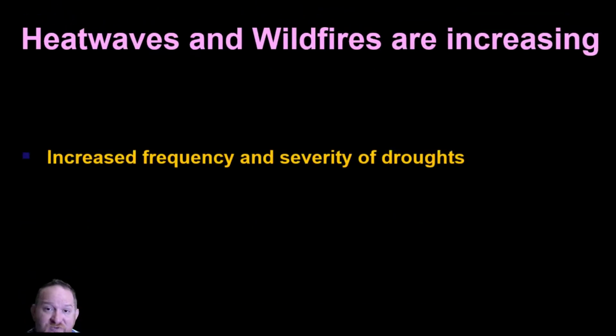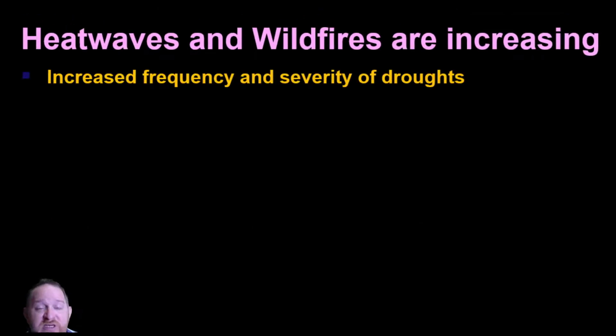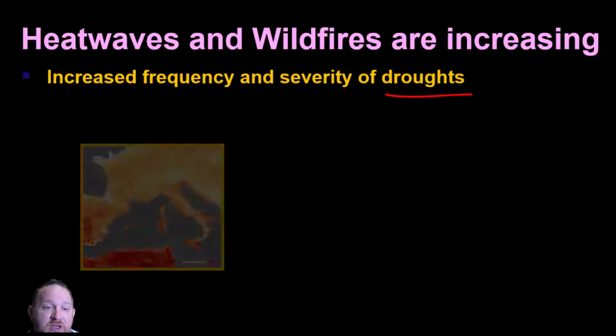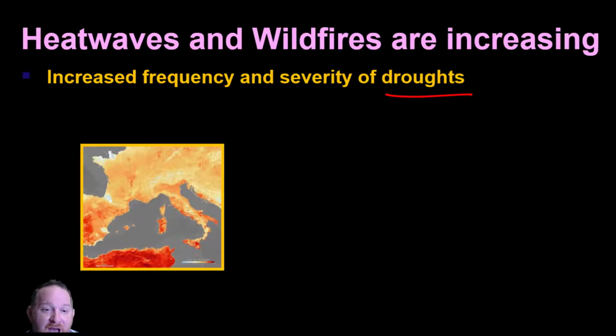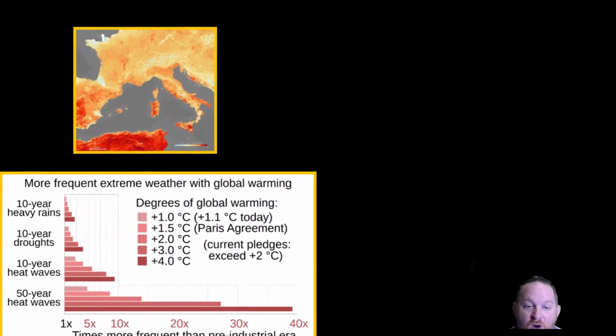So heat waves and wildfires are increasing. We're seeing the frequency and severity of droughts really already increasing. I was in Europe a few summers ago, and they were talking about this record heat wave and drought they were having. Of course, it happened to be when I was there. But this is becoming more and more common. It seems like every year, right? Record heat. We've never seen this kind of heat wave before.